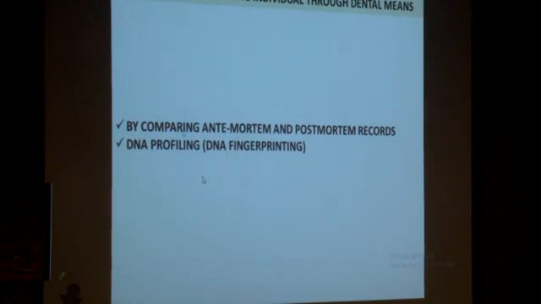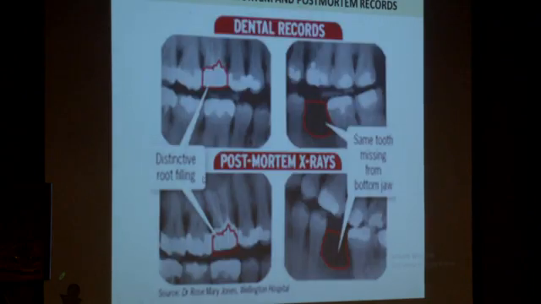Now, first, let us have a look at this. What are these antemortem and postmortem records? How do we compare them? For comparing antemortem and postmortem records, three things are required. First of all, the patient or the victim who is no longer there should have gone to the dentist before. That means that's how you will have an antemortem record. If he had not gone to the dentist before, you won't have the antemortem record. That is the first thing that is required.